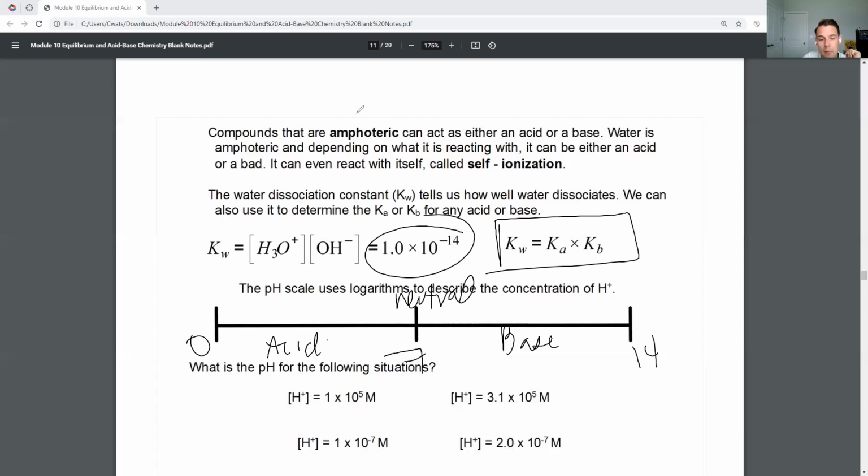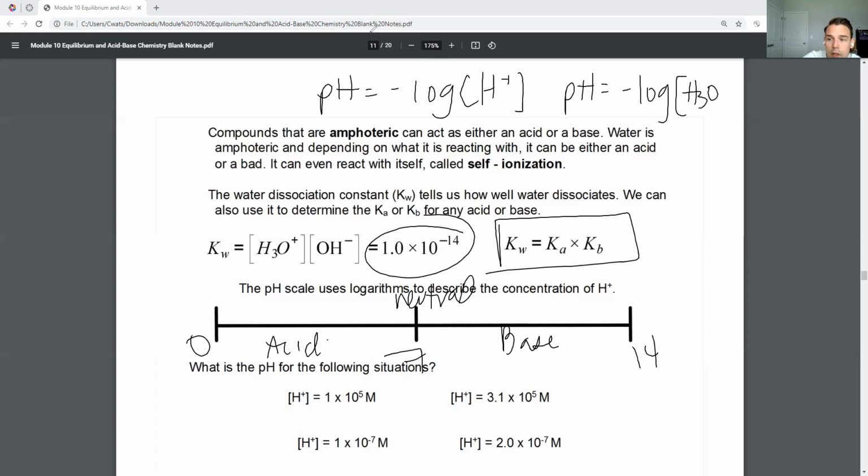Let's do some examples of calculating pH. I do realize I didn't even write what the equation for pH is. It's the negative log of the H plus concentration, or you can say the pH is the negative log of the H3O plus concentration. So if we're given hydrogen ion concentrations, we can calculate the pH.